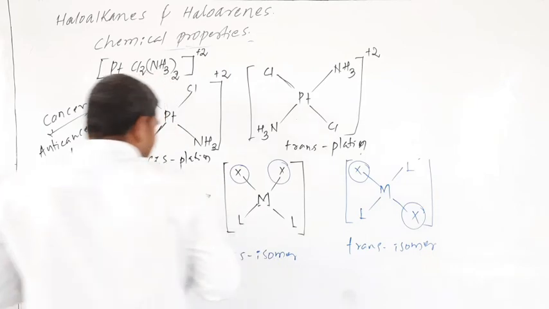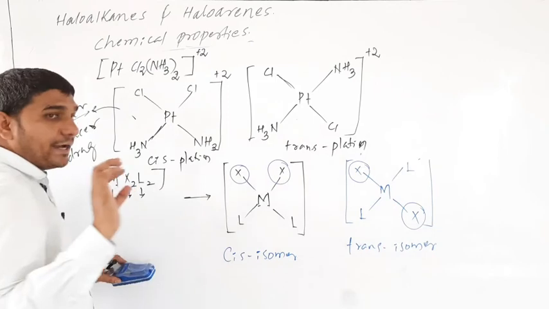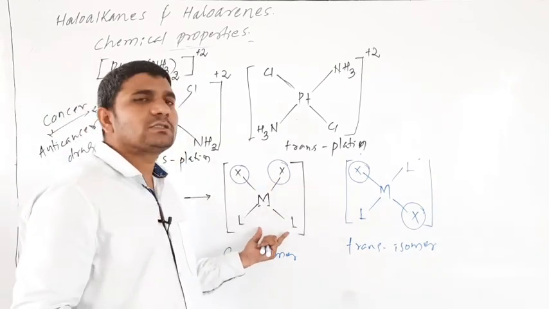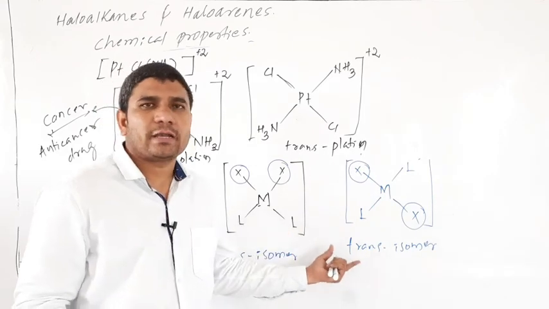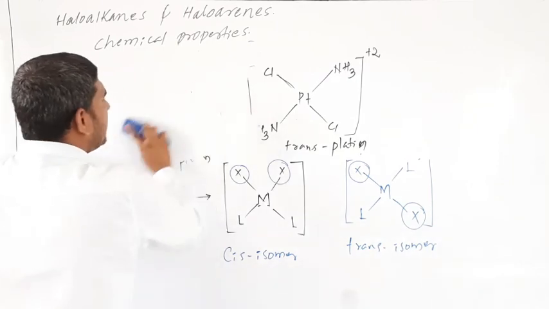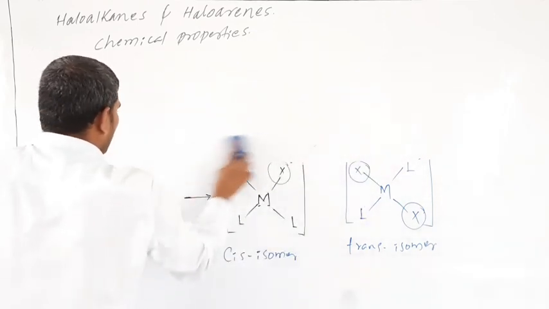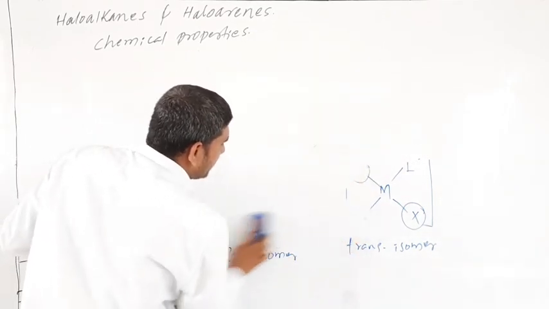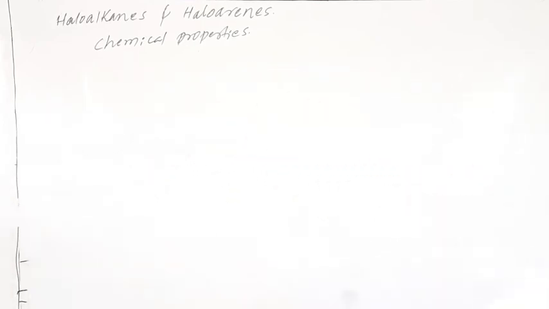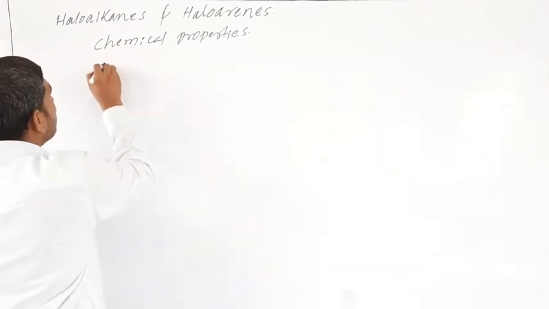MX2L2 type of compounds exhibit geometrical isomerism, that is, cis and trans. And you remember, geometrical isomerism is always observed in complexes which have a square planar geometry, not tetrahedral. Remember this point: tetrahedral compounds do not show geometrical isomerism.